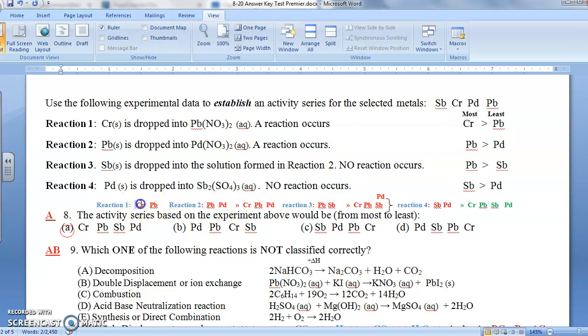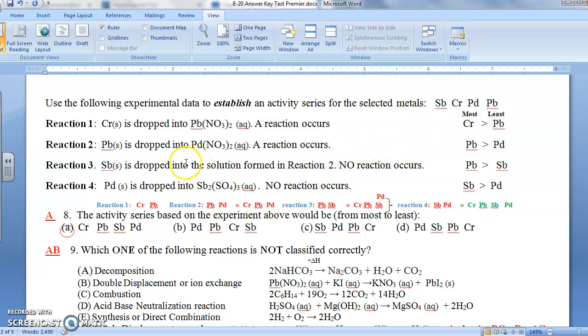In reaction 1, we learn chromium is more active than lead. So we can insert the chromium to the left of lead. So right here is what we've learned from both reaction 1 and 2. In reaction 2, we learned lead is more active than palladium. In reaction 1, we learned that chromium is more active than lead. So we already have 3 out of these 4 metals in order.